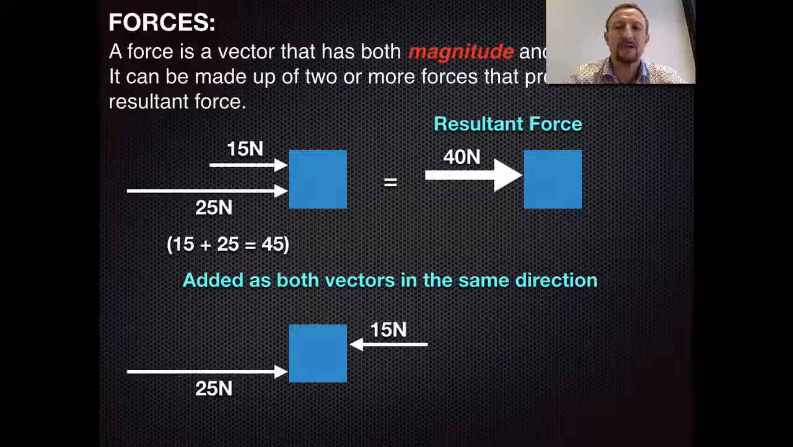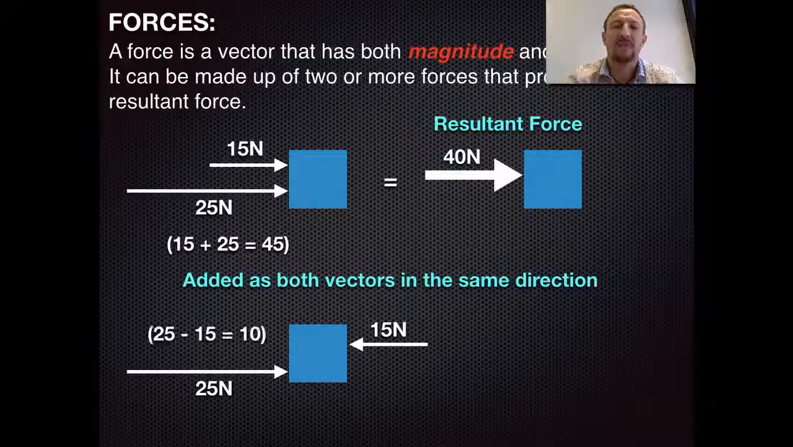But let's take a different scenario. Here I've got exactly the same forces, but they're acting in different directions. So I've got 25 Newtons acting from the left, and I've got 15 Newtons acting from the right. So to find the resultant force, or the result of those two forces, the direction has to be taken into account. So basically 25 is going in one direction, but the 15 Newtons is opposing it. Now, when we're dealing with vectors, we show opposition to a direction as being negative. Hence, 25 minus 15 equals 10.